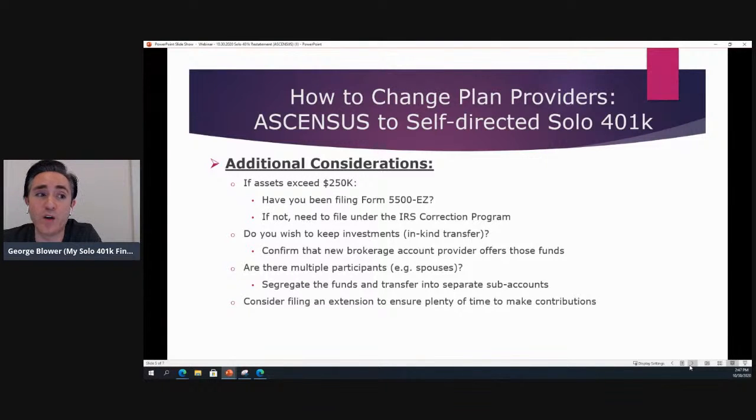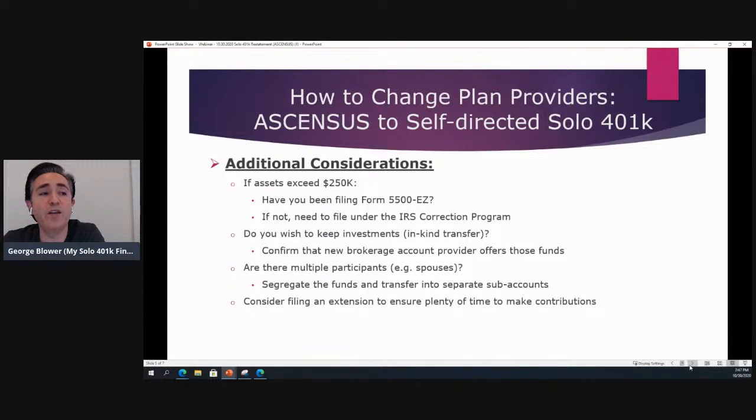So in the event that Vanguard doesn't report it correctly, let's say that they report it as a taxable transfer, you have that transfer paperwork to go back to Vanguard and say, hey, you need to correct that 1099-R. I told you it was a direct rollover, for example.